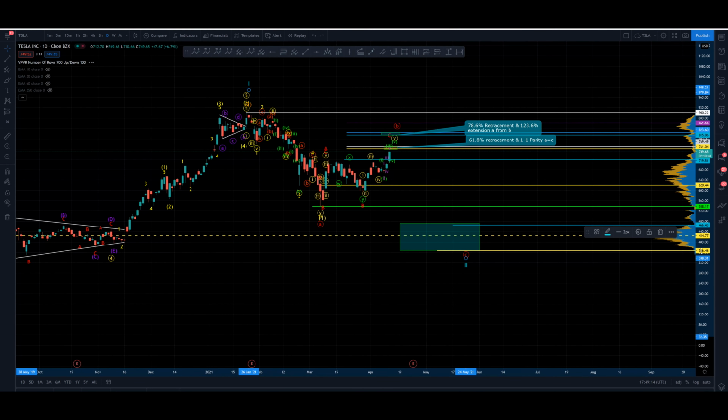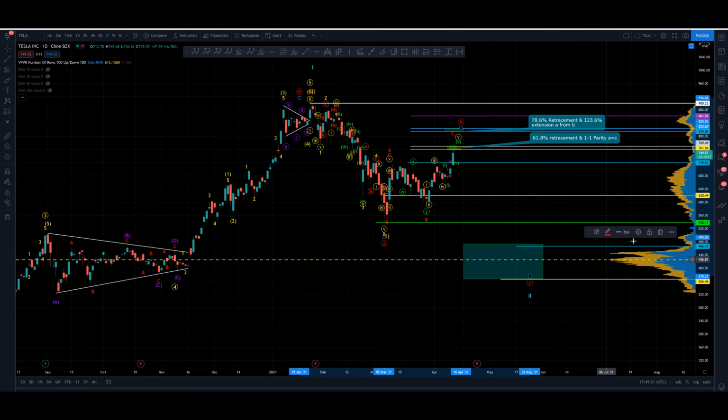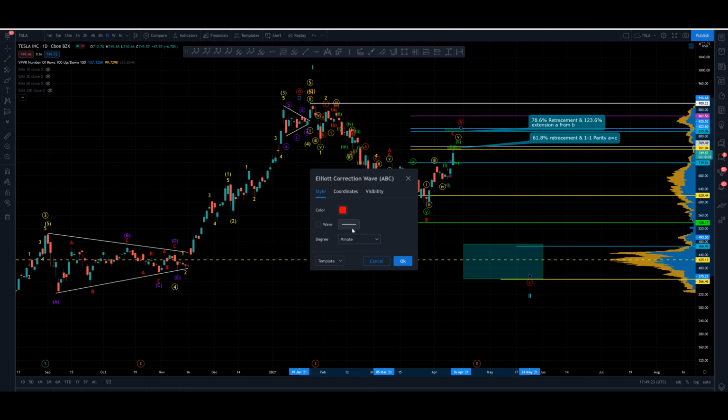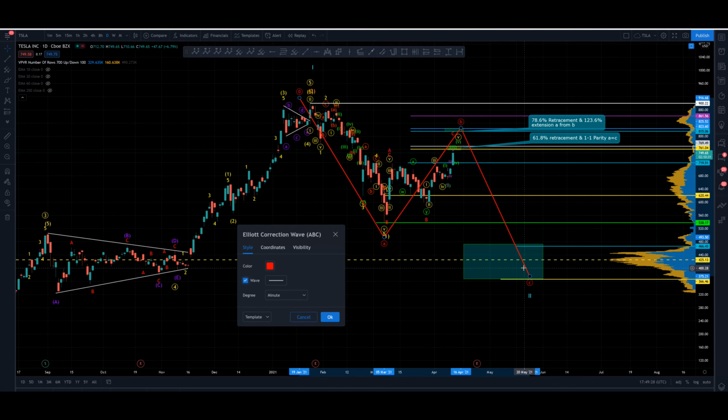Now the whole idea of this is that we're setting up a short, or we're very close to setting up a short, and that's why we have a few targets we're going to look at. I'm expecting after a 5 wave move down that we will see a 3 wave move back up, which I think we are nearing the completion of, and this will be followed by another 5 wave move down.